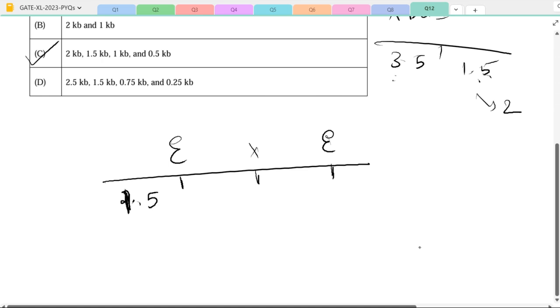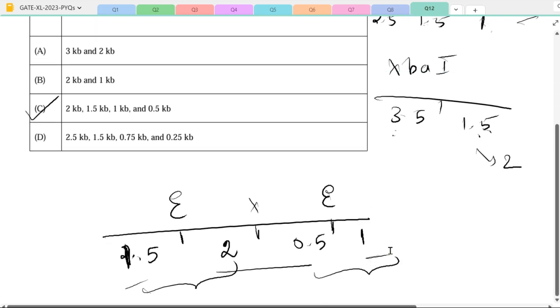But here it will be 1.5, 2.5, 1. So here EcoRI gives you 1.5, 2.5 and 1. So that is matching. Yes, correct. And XbaI gives you 3.5. Yes. And then 1.5. So if you basically introduce the recognition sites for both the restriction enzymes and then look at your fragments and the options, this is the correct answer.